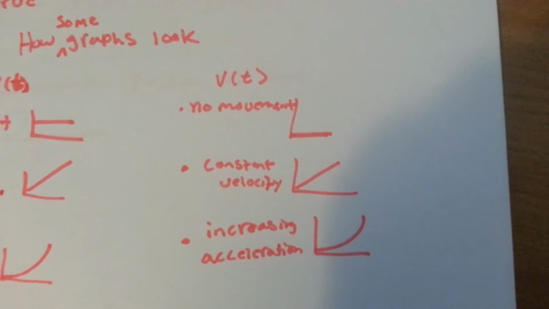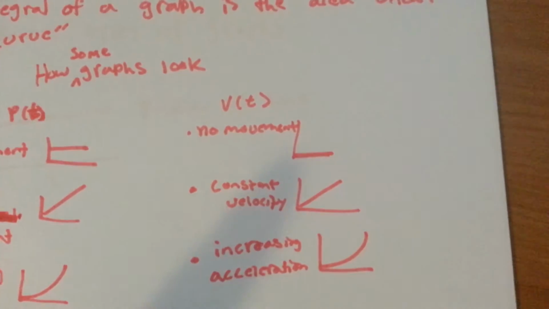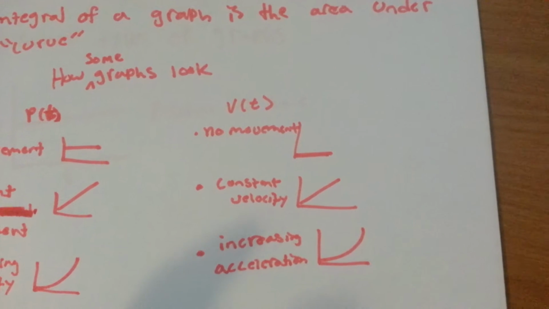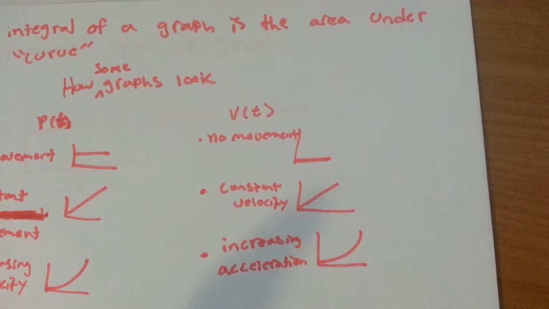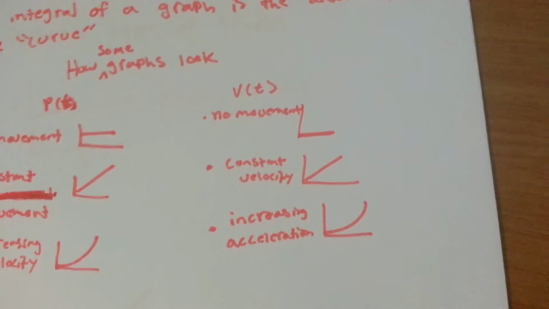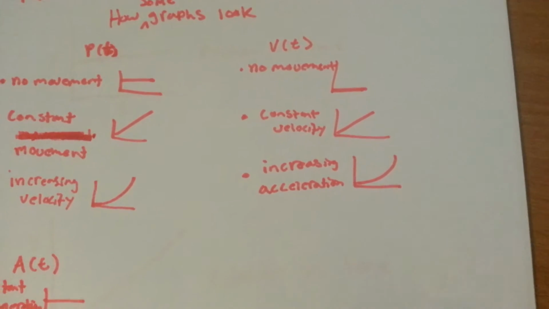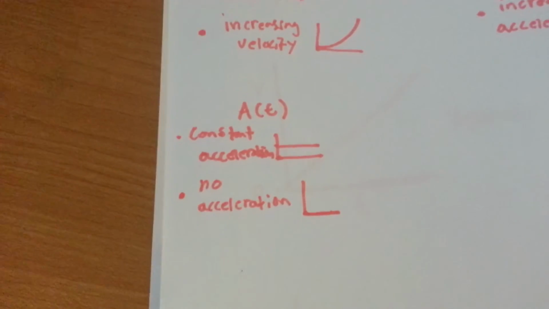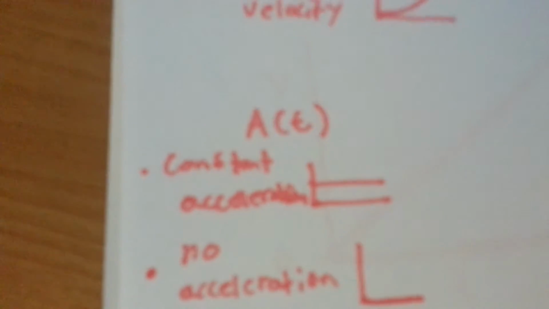A velocity versus time graph with no movement in it is at 0. You can't see that, but it is there. With constant velocity, your graph will be changing constantly, so it's just going to move like that. If you have increasing acceleration, then it's going to have a curve to it. And this graph relates to a diagonal acceleration, that one. And on an acceleration versus time graph, this graph has constant acceleration.